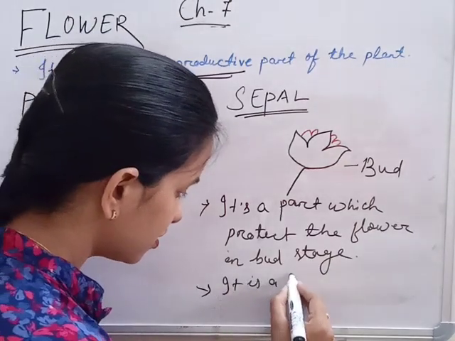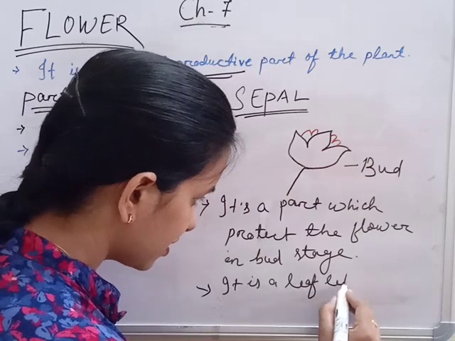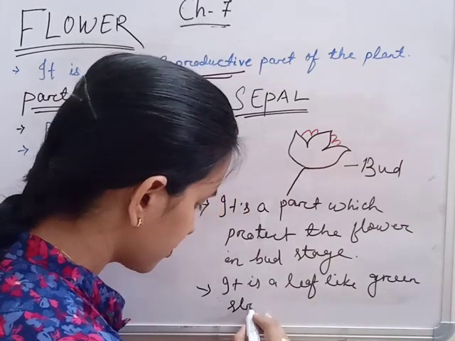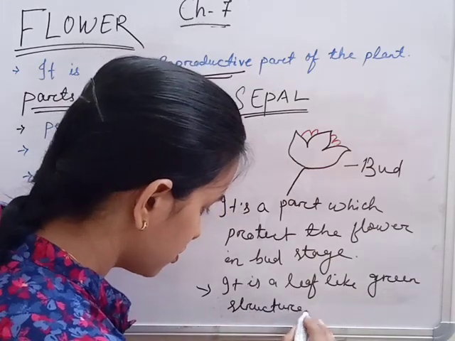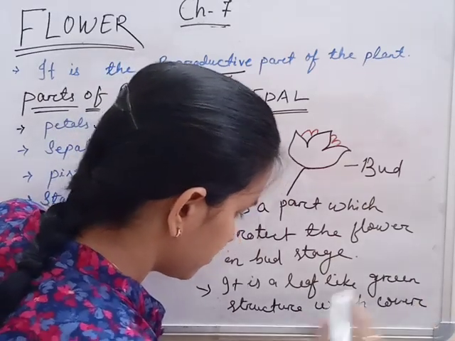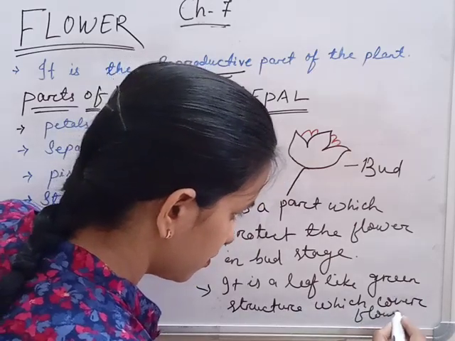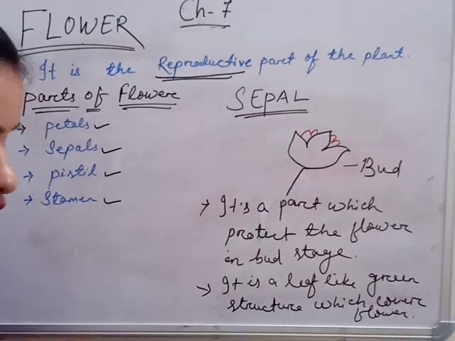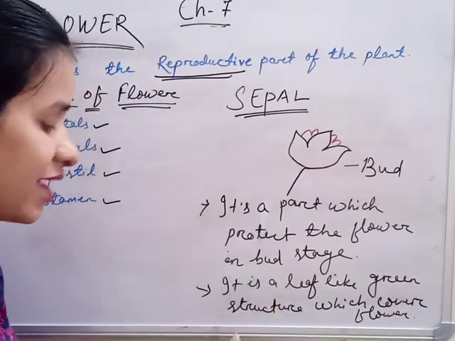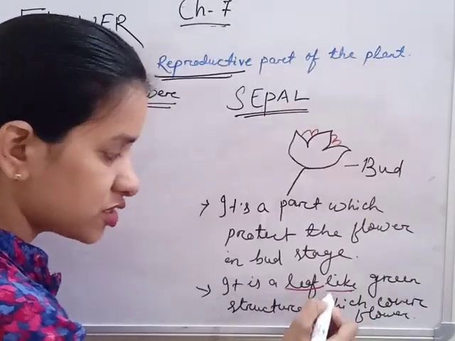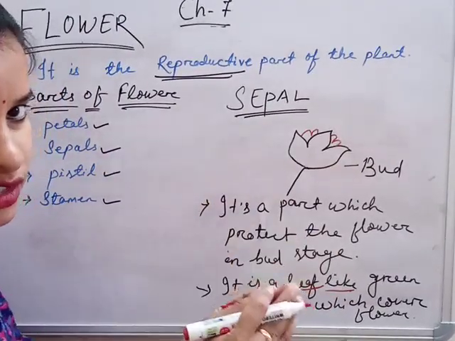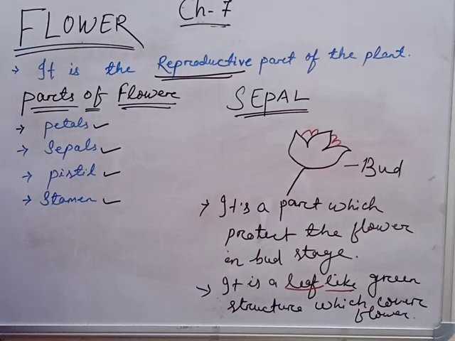It is a leaf-like green structure which covers the flower in its bud stage. So what is sepal? The sepal's function is to protect the flower in the bud stage, and it is a leaf-like structure. This is the definition you can write about the sepal: it's a leaf-like green structure which covers the flower in its bud stage. Okay, so this is about the sepal.